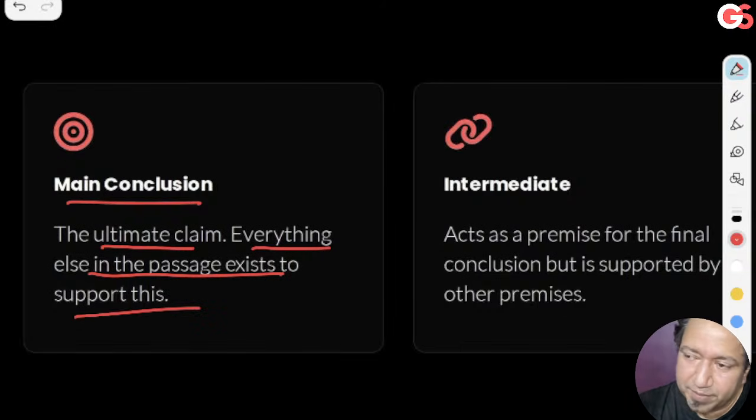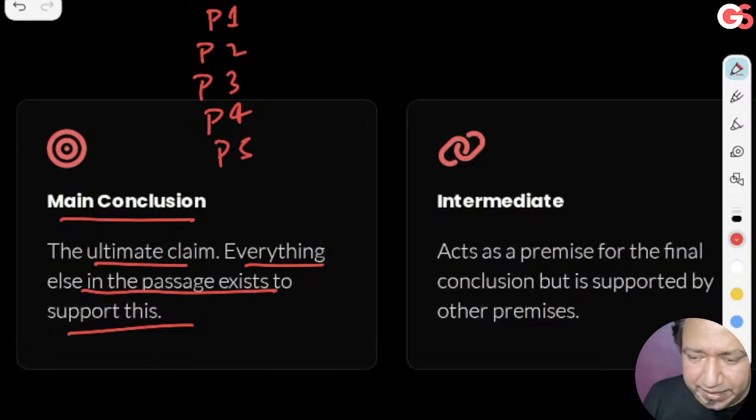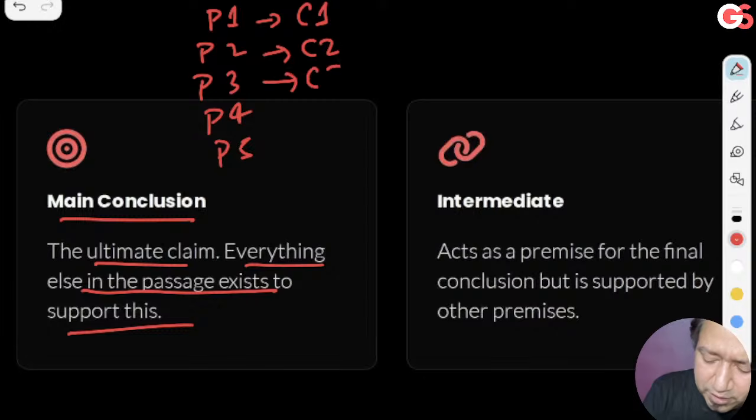Probably, let's say there are 5 paragraphs in a passage. Every paragraph might be having a conclusion. There's a possibility there will be one conclusion on 2 paragraphs. But in the end, you will get a conclusion which makes you feel that all the other conclusions basically acted as the premise to the final conclusion. Do you understand that? So, I'll tell you. Let's say this is paragraph 1, paragraph 2, paragraph 3, paragraph 4, and paragraph 5. Now I got conclusion 1 here, conclusion 2 here, conclusion 3 here, conclusion 4 over here, conclusion 5 over here.